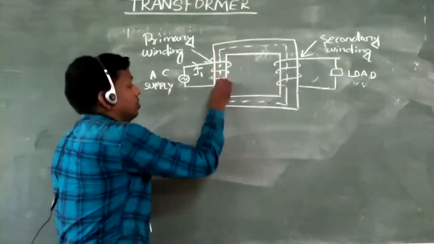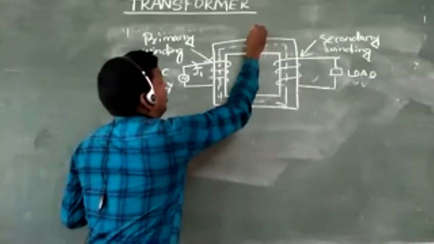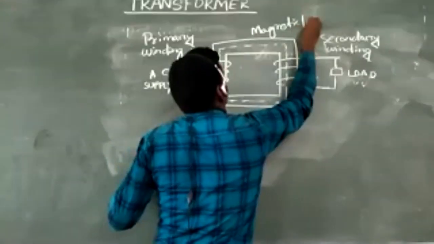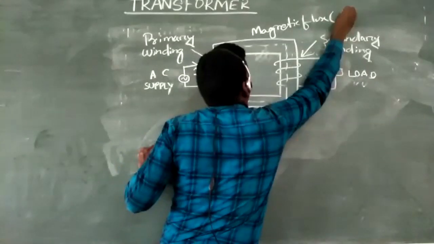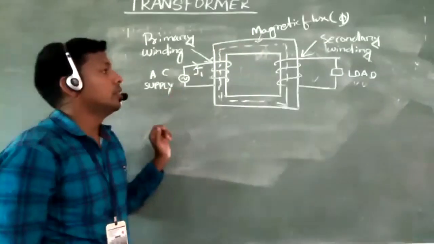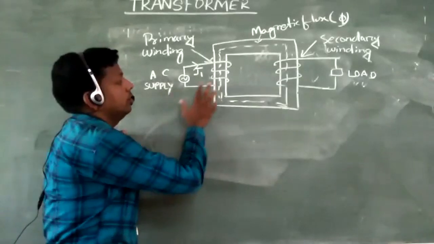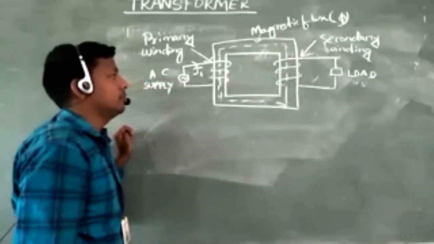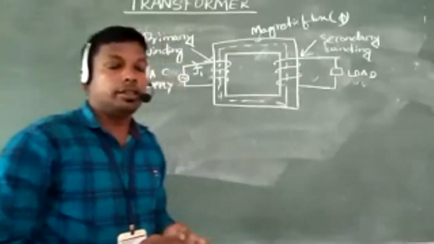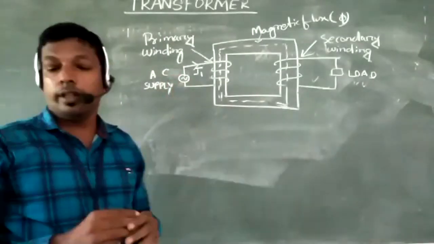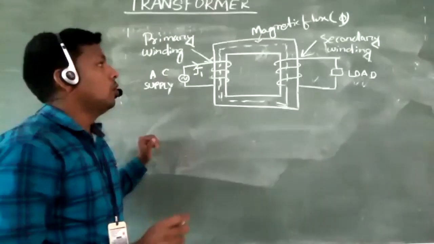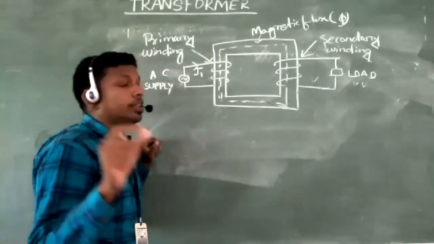I just draw the dotted line, the path of magnetic flux. The flux is linked to the core. Here, two windings are available, and they are called inductively coupled. That means there is no electrical connection between the two windings. Only magnetically they are coupled.